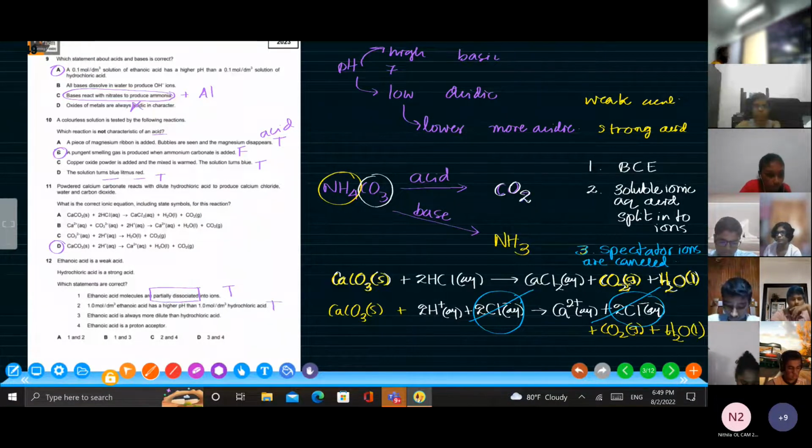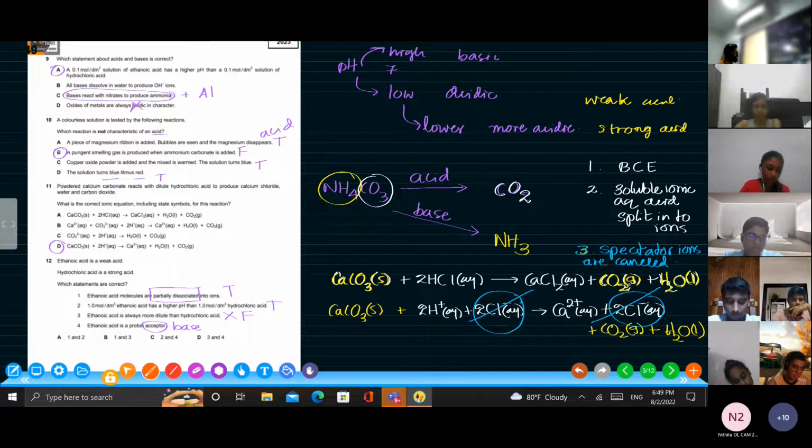Ethanoic acid is always more dilute. Oh, you can make ethanoic more concentrated than the other acid. It depends on how many moles you dissolve. Right. Ethanoic acid is a proton acceptor. Is that clear? Acceptor is a base. Proton donor is the acid.